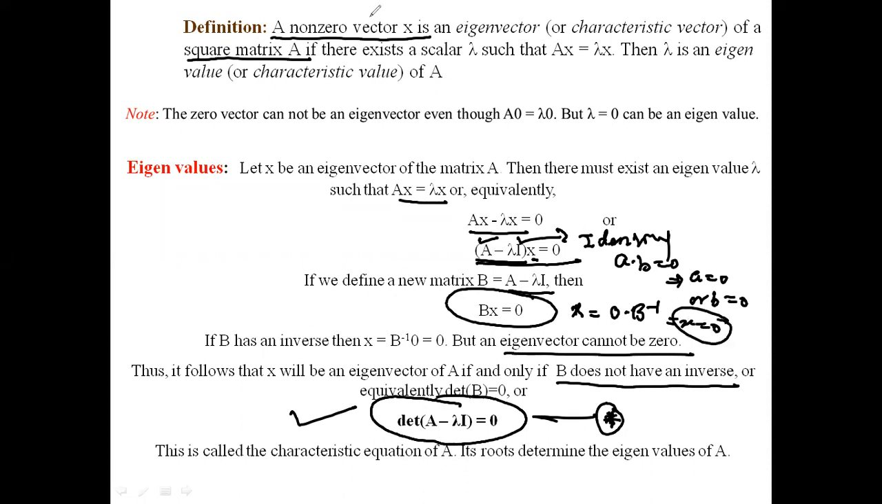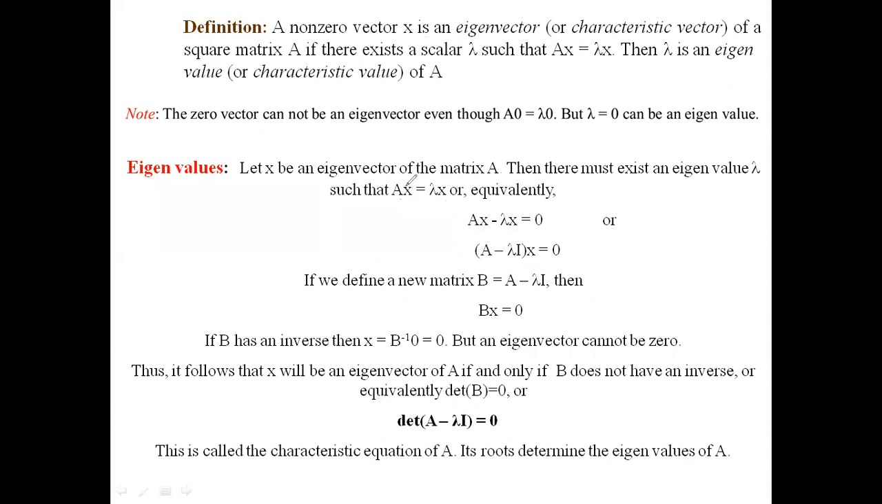But x is non-zero. X is non-zero, it means what? B inverse does not exist. B inverse does not exist when the determinant of B is equal to 0. So B is nothing but A minus lambda I, and the determinant is equal to 0. This is called the characteristic equation of A, and its roots are the eigenvalues of A. Write down everything up to this, and then I will clear the board. Write down that statement, each and every line, and if you have any doubts, please clear the doubts here.